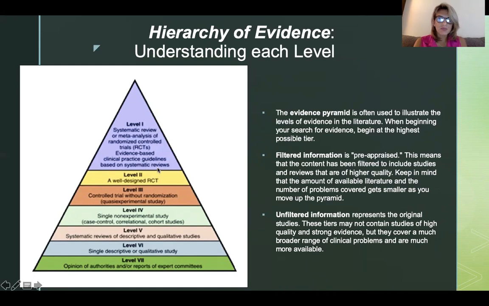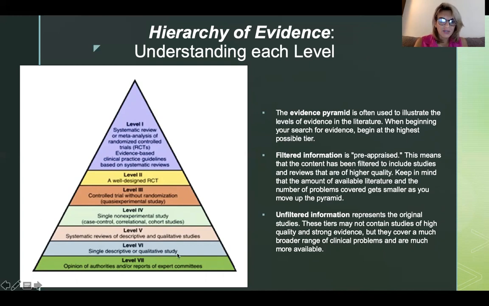Filtered information is pre-appraised, and the filtered information is your top levels. This means that the content has been filtered to include studies and reviews that are of higher quality. Keep in mind that the amount of available literature and the number of problems covered gets smaller as you move up the pyramid, which makes sense because as you go up the pyramid, it's harder and harder to find quality research because it really requires an in-depth level of knowledge and application to human subjects. So obviously it's harder to get that information and have access to it.